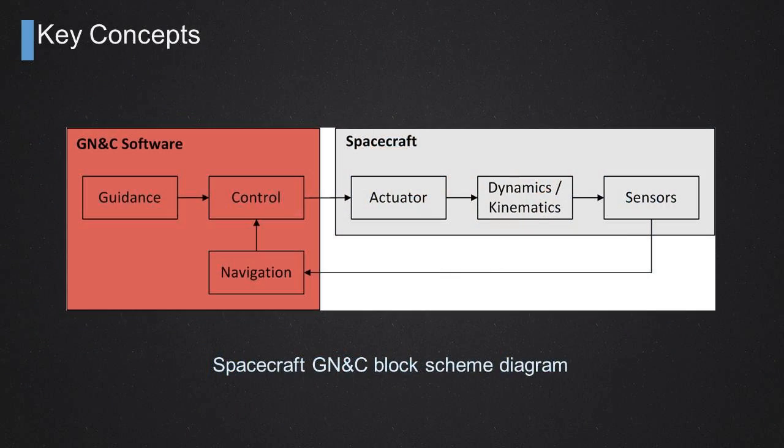So that's a high-level block scheme diagram illustrating the interfaces between the GN&C onboard software and the actual spacecraft hardware. As you can see, the control function interfaces with the actuator. So the control outputs, again, are the required forces and torques that the actuators will have to apply to change the dynamics or force the actual spacecraft to do whatever you want it to do. And on the other side, you have the actual sensor hardware that interface with the navigation function to then estimate the current states of the spacecraft.